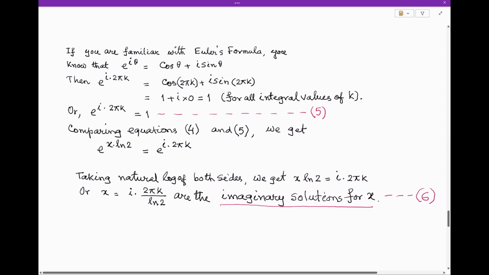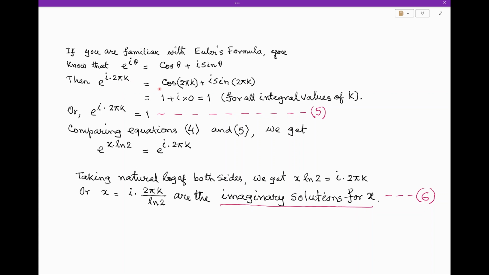Since you are already familiar with Euler's formula, we know that e to the power of i theta is equal to cos theta plus i sin theta. That is, e to the power of i 2 pi k is equal to cos 2 pi k plus i sin 2 pi k. Here we have replaced theta with 2 pi k.